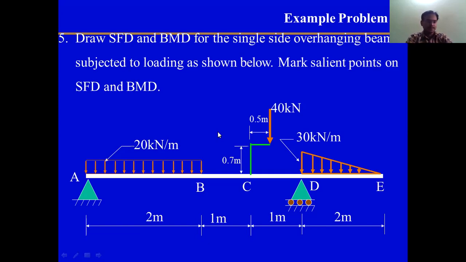Now coming to the problem, A, B, C, D, E are the respective points over a beam. We have a beam of length 2 plus 1 plus 1 plus 2, that is 6 meters of length, and we have a uniformly distributed load, a uniformly varying load, and a moment as well as a 40 kilonewton load.